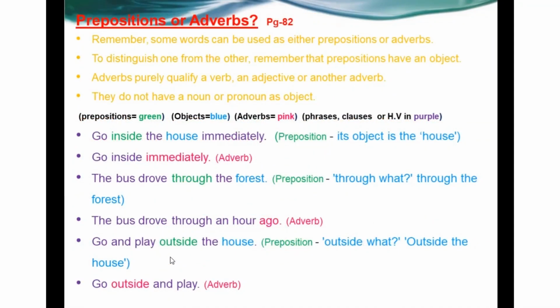So I hope this topic is very clear. Let's see the next one. Next one says prepositions or adverbs on page 82. So students, how will we know if some word is a preposition or an adverb? We studied some adverbs, remember? Whenever adverbs or modifiers are in the sentence, they modify a verb, an adjective, or another adverb, but never a noun or a pronoun.